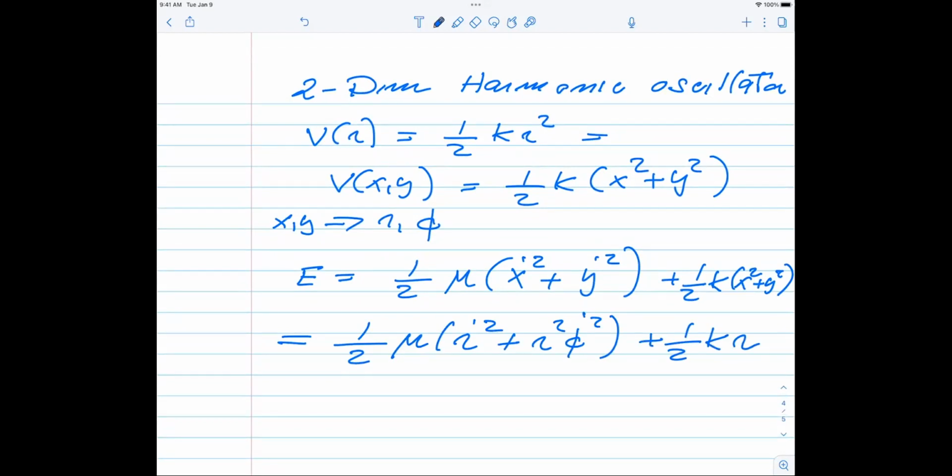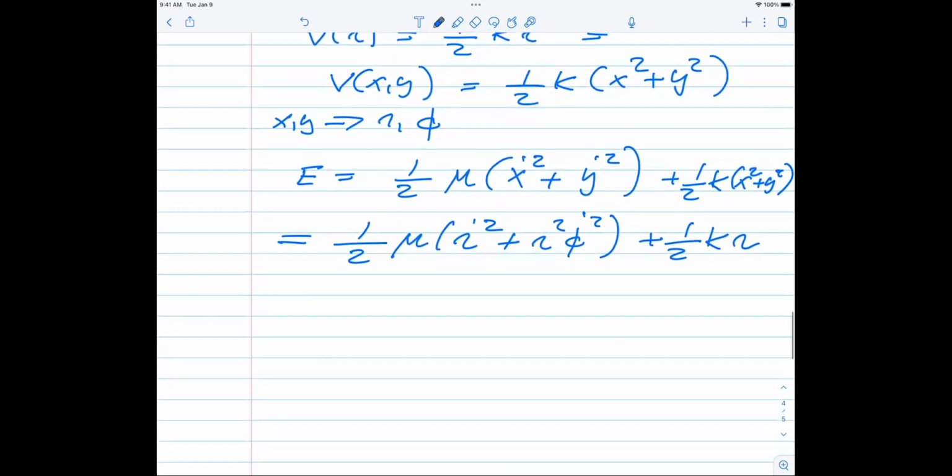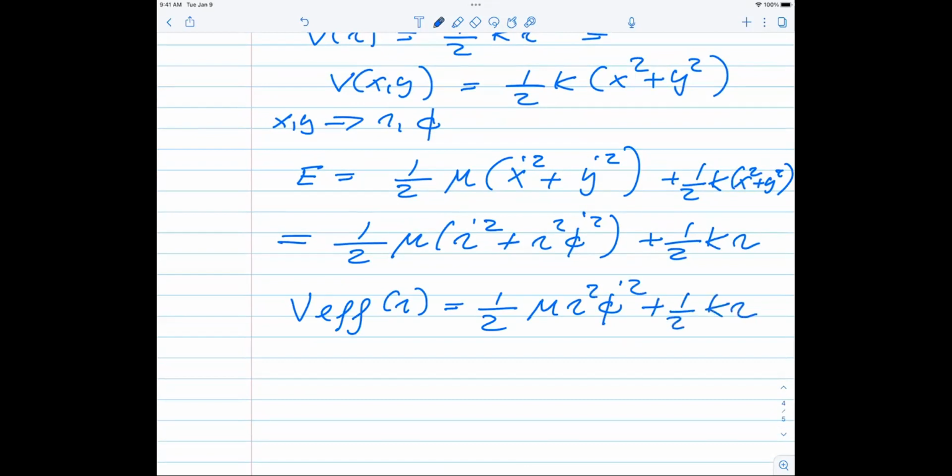And that means that we can define an effective potential now in the same way as we did for the general case. And this effective potential becomes 1/2 times mu times r squared times phi dot squared. We can show in this case as well that angular momentum is conserved. And this gives us an effective potential, which is going to be given by L squared divided by 2 mu r squared plus 1/2 times k multiplied with r squared.